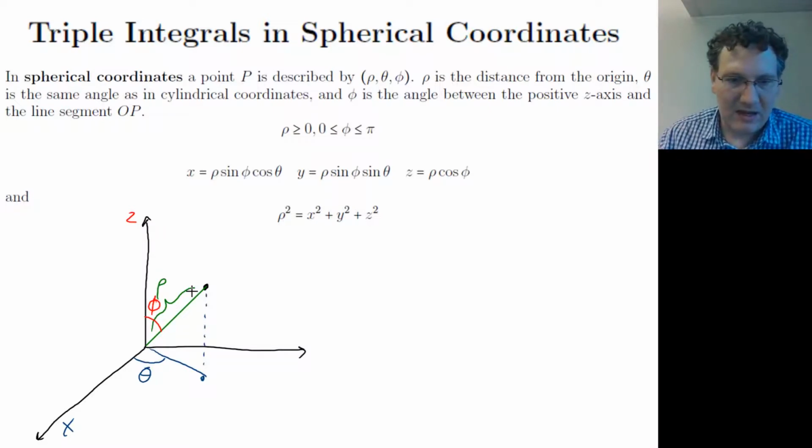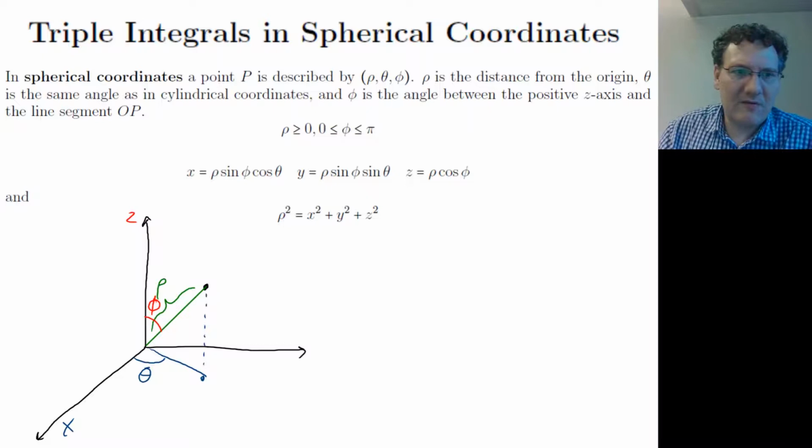You can see that theta can range anywhere from 0 to 2 pi. Phi, on the other hand, is going to go from 0 to pi. So if you have a value of phi that's greater than pi over 2, then you're going to be down below the xy plane.